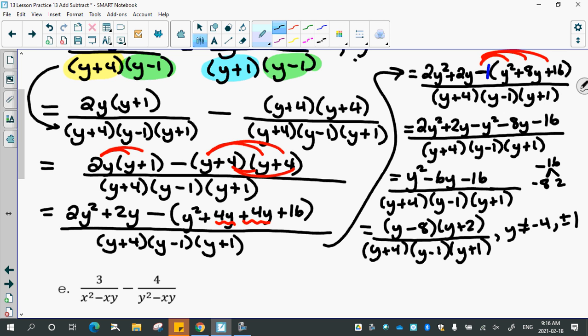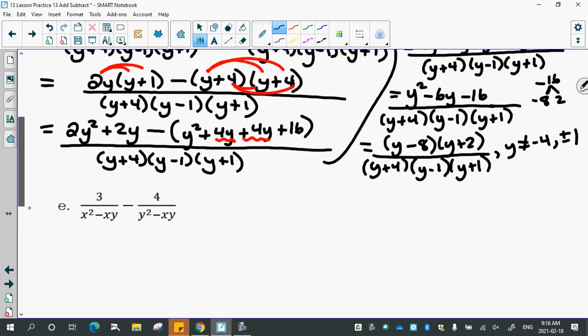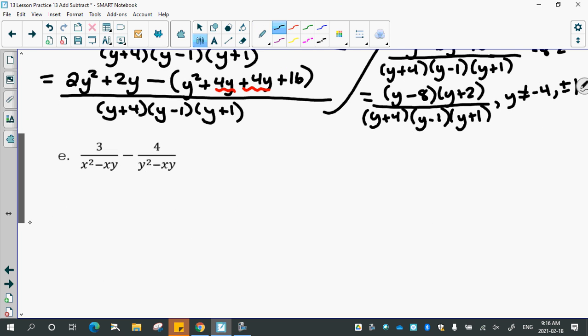Okay, that was a long one. Took a lot of time, but if you just know what you're doing and follow through on the steps, you can do it. It just takes a long time to do it. Okay? All right, this one's actually a cool one.